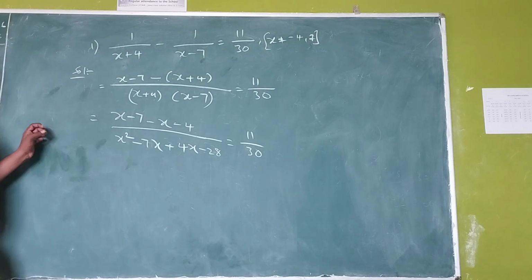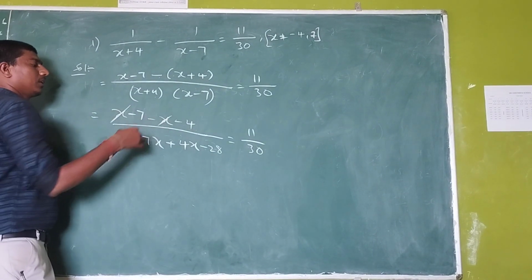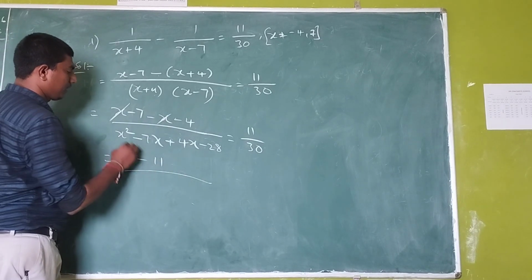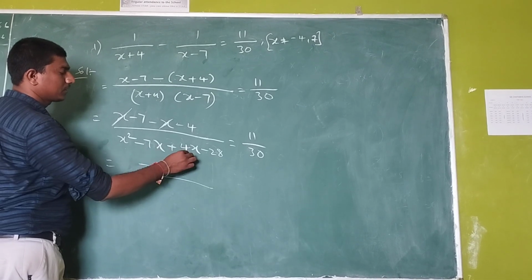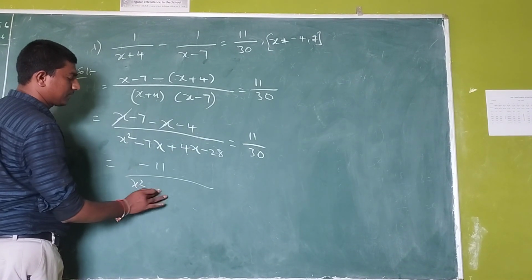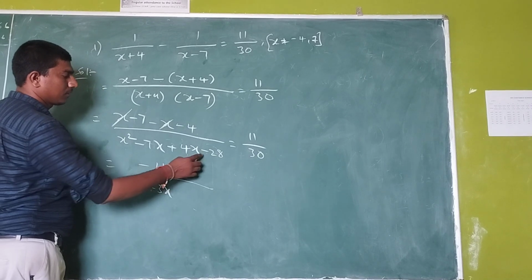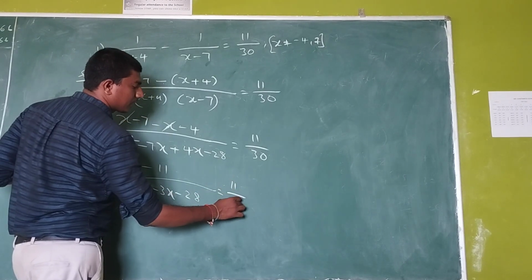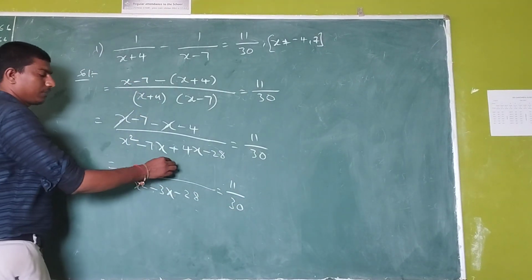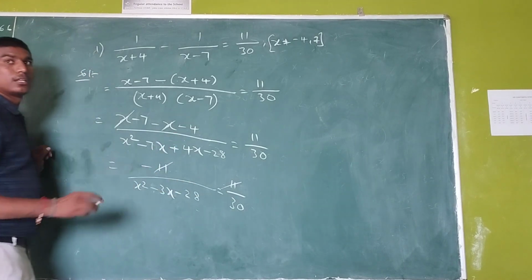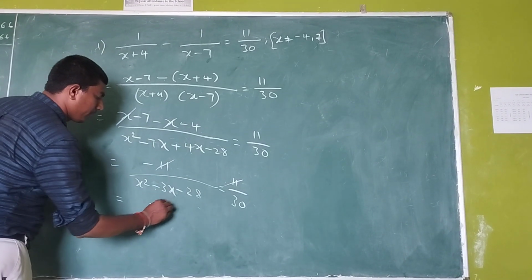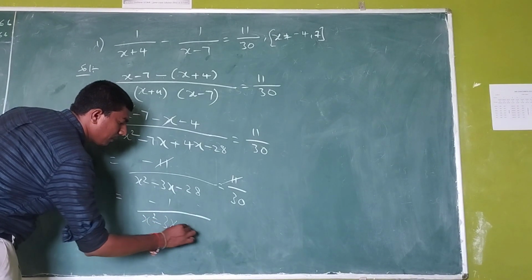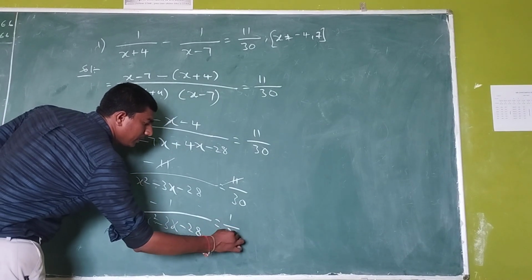Now, is there any cancellation? x is getting cancelled. Minus 7 or minus 4 will get minus 11. x square, minus 7 plus 4 you will get minus 3x, minus 28, equal to 11 by 30. Any cancellation now? 11 is getting cancelled. Here there is only minus 1. So that is equal to minus 1 by x square minus 3x minus 28 equal to 1 by 30.